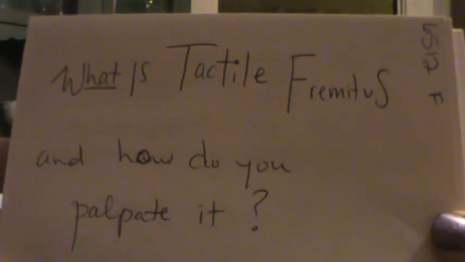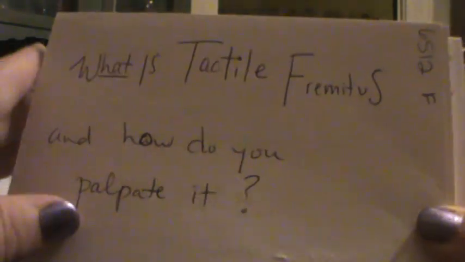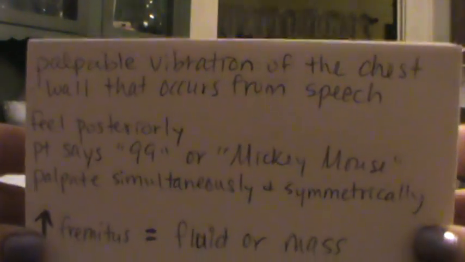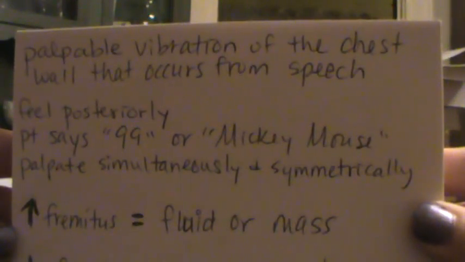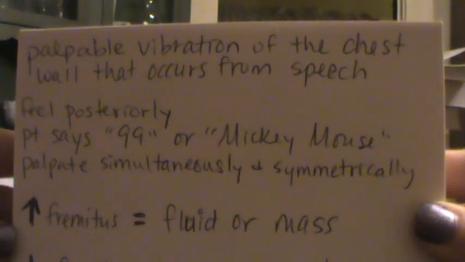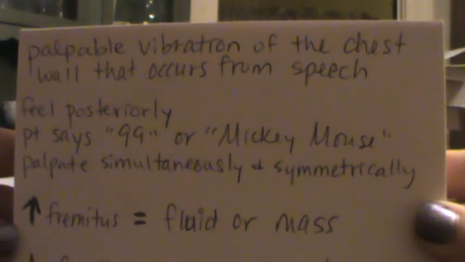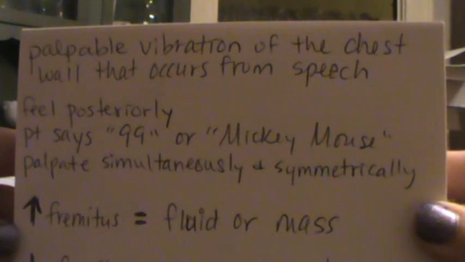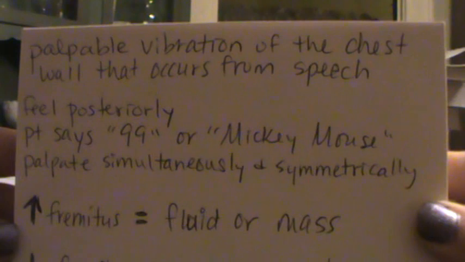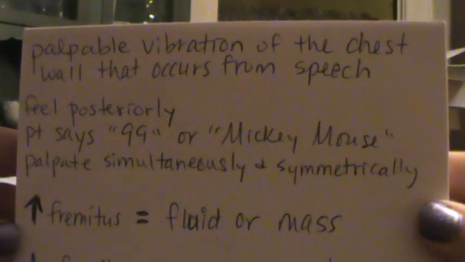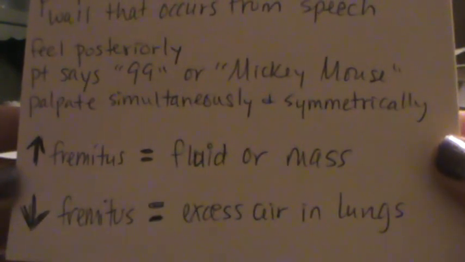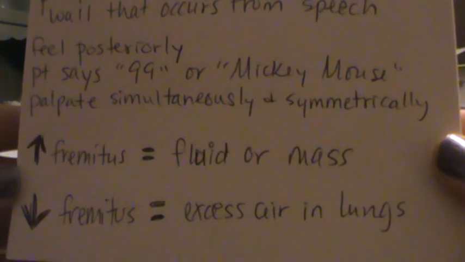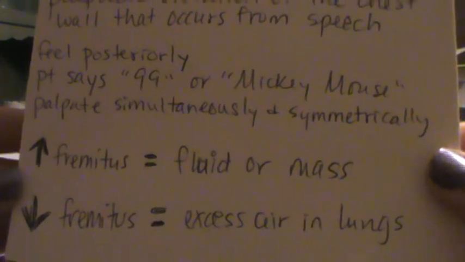What is tactile fremitus, and how do you palpate it? Tactile fremitus is the palpable vibration of the chest wall that occurs from speech. You need to feel it posteriorly. Your patient says 99 or Mickey Mouse. You palpate simultaneously and symmetrically. Increased fremitus can equal fluid or a mass. Decreased fremitus can equal excess air in the lungs.